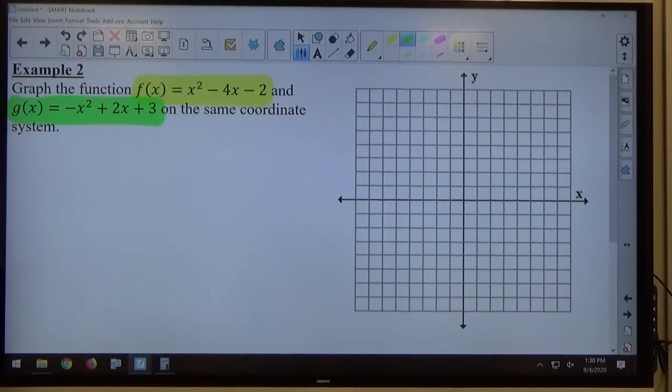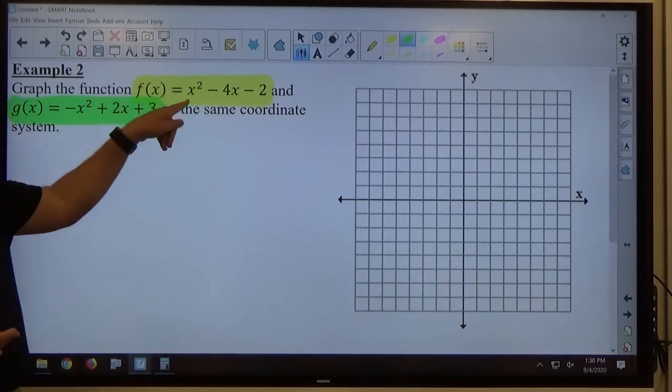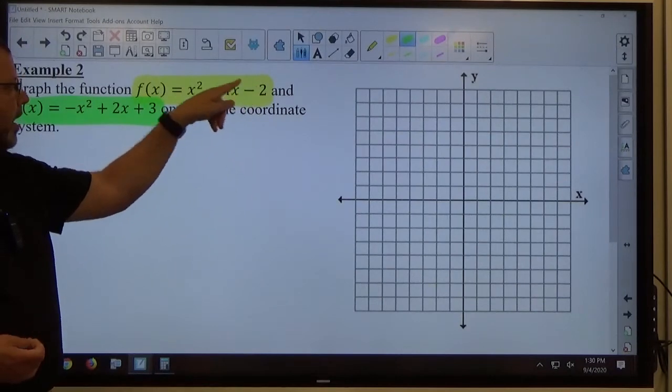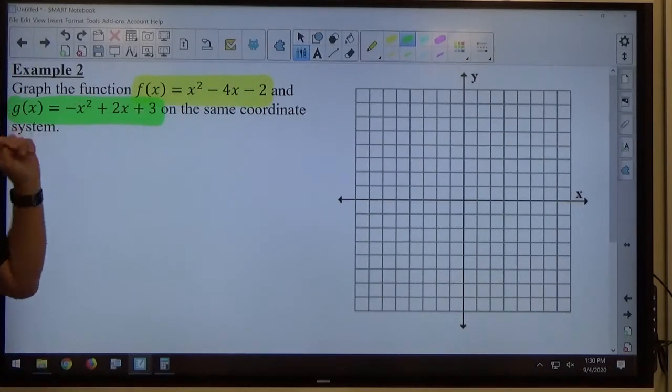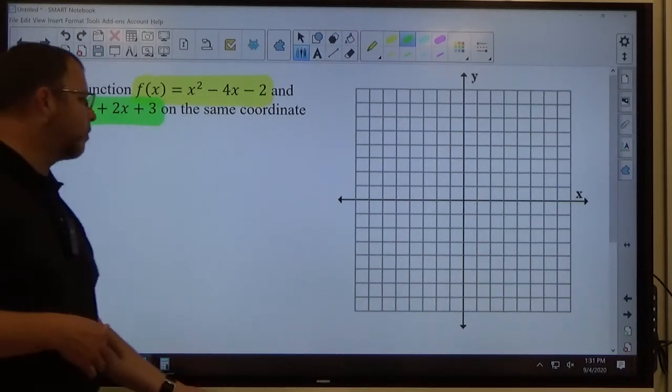Notice the structure of each of these is that quadratic structure. We have something x squared, something x, and a constant, something x squared, something x, and a constant. So we should be anticipating this parabola shape, that U-shaped thingy. And it's up to us to determine that. And again, this is that 5-step process I have written down there. So we're going to do that 5-step process for both functions.